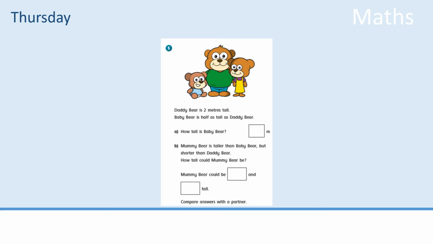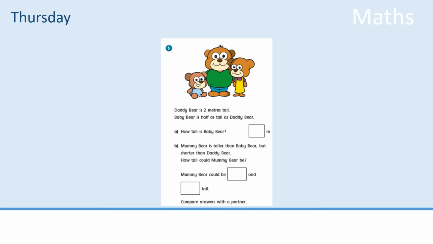Daddy bear is 2 meters tall. A baby bear is half as tall as daddy bear. So how tall is baby bear? If daddy bear is 2 meters tall, how tall is baby bear if he is half as tall as daddy bear? And B, mummy bear is taller than baby bear, but shorter than daddy bear. How tall could mummy bear be?